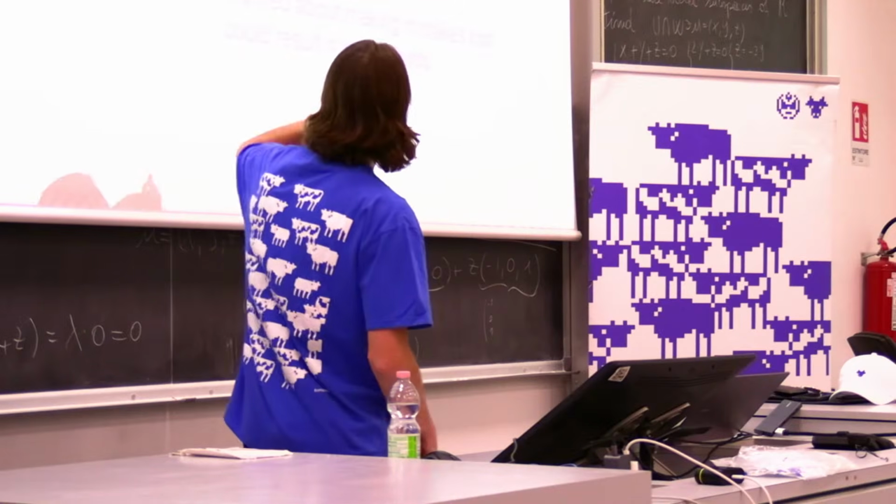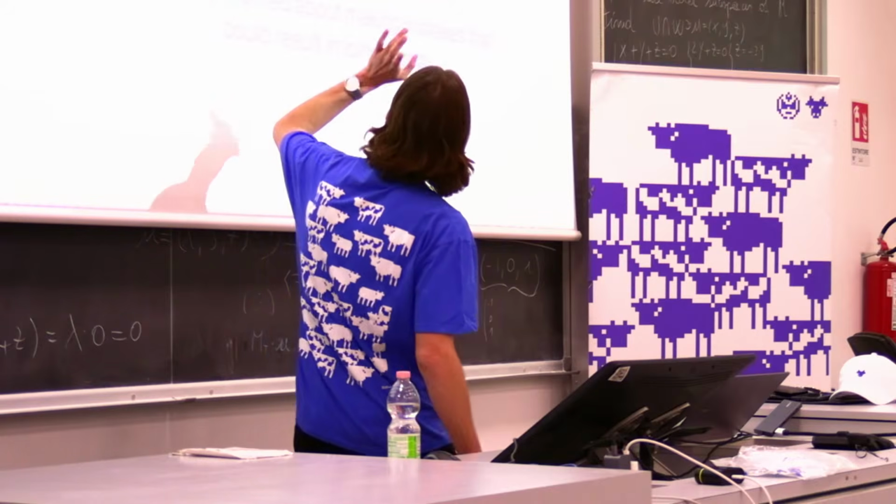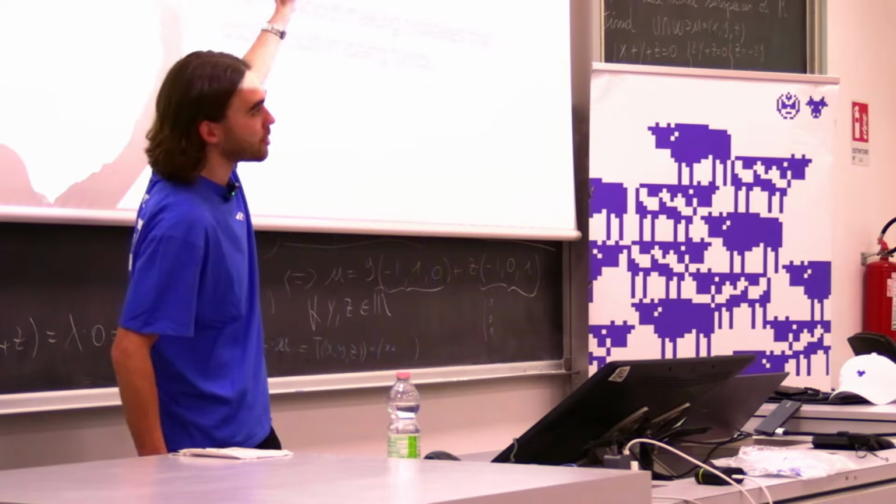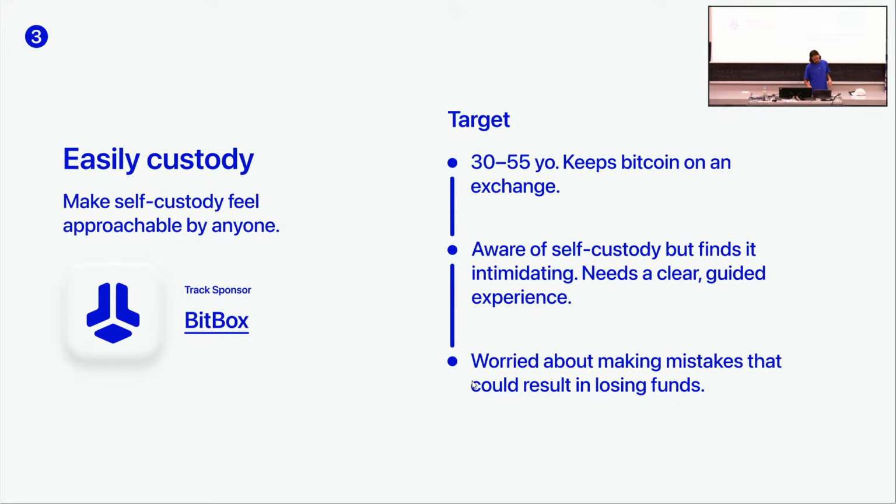Actually, here you see just a little parenthesis: people keep Bitcoin on an exchange. What does it mean? An exchange, maybe you have heard of Binance or Coinbase, the one we saw in the video before, or now there is even Revolut, where you can buy cryptocurrencies.